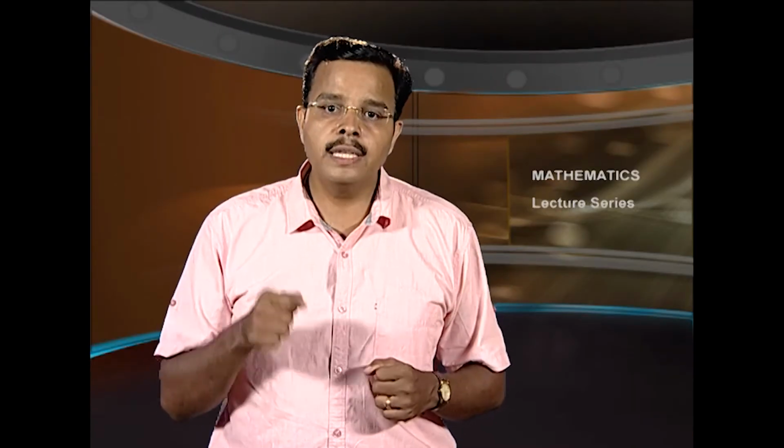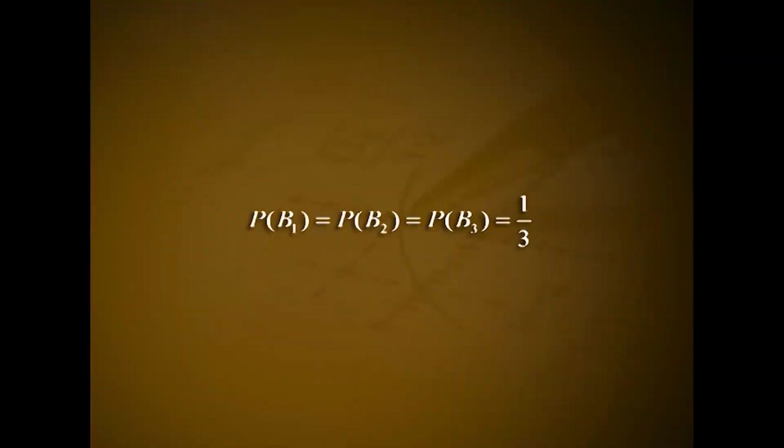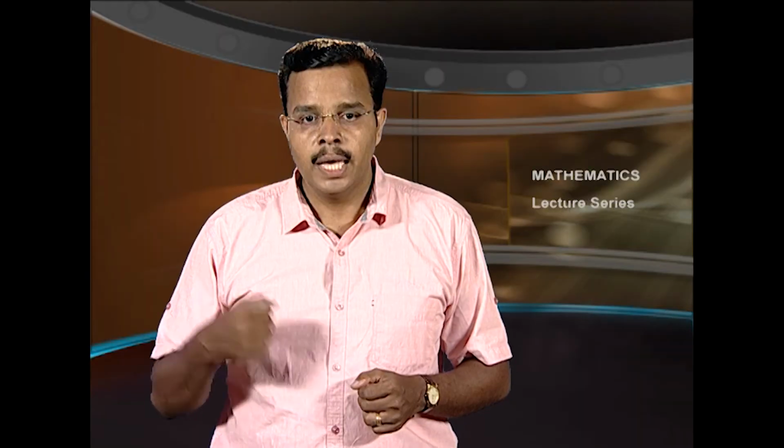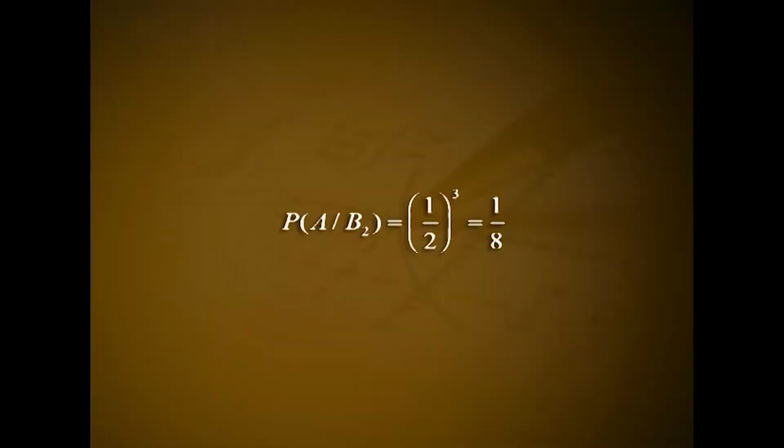Here, one coin is selected at random among the 3 coins, hence P(B1) = P(B2) = P(B3) = 1/3. If the first unbiased coin is selected, the probability of getting tails in all the 3 tosses is P(A|B1) = (1/2)^3 = 1/8. If the second unbiased coin is selected, then also the probability of getting tails in all the 3 tosses is 1/8. This is denoted by P(A|B2) = (1/2)^3, which is equal to 1/8.